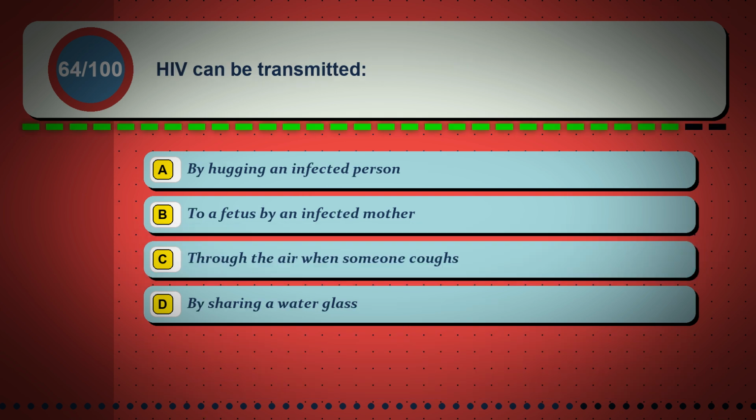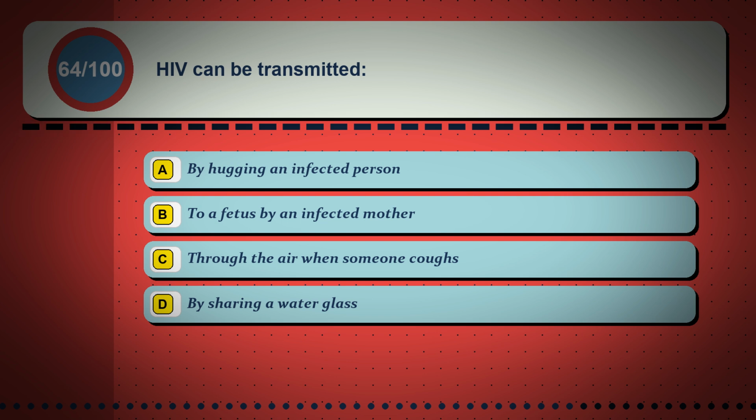Question 64. HIV can be transmitted: Option A. By hugging an infected person. Option B. To a fetus by an infected mother. Option C. Through the air when someone coughs. Option D. By sharing a water glass.